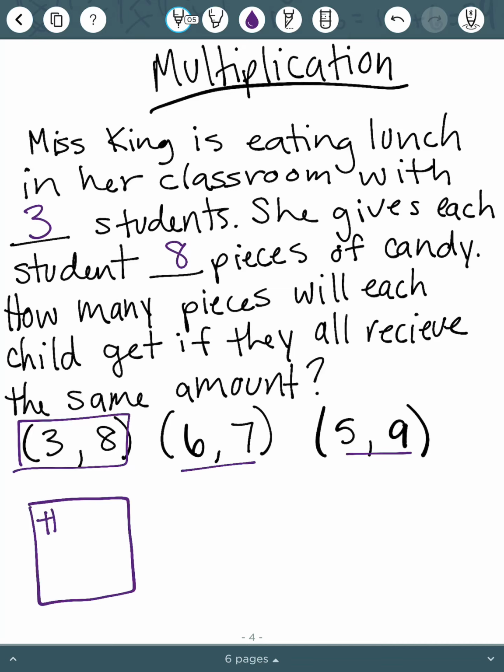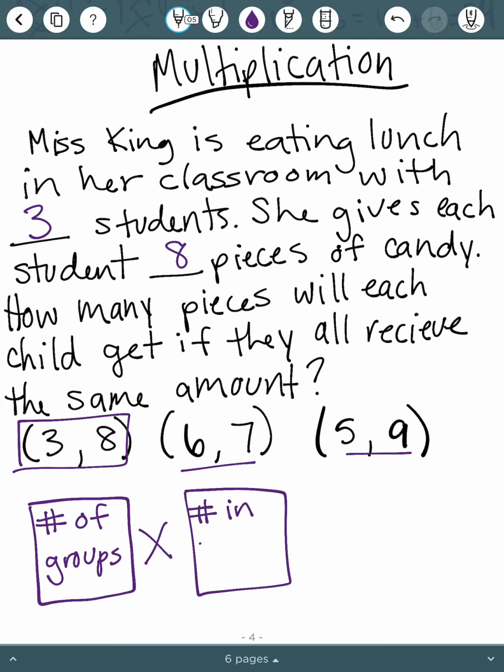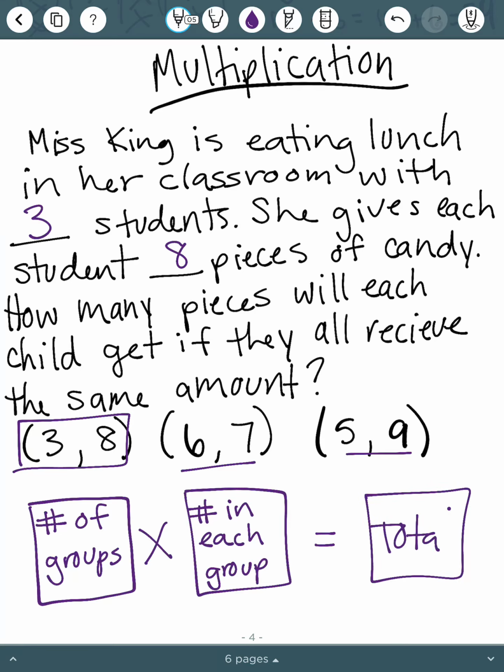It says number of groups multiplied by the number in each group gives you the total. So if they're struggling with trying to figure out where to start, I always ask them, okay, what do you think, how many groups do we have? What is representing the groups? And in this case, the students are representing the number of groups because there's 3 students that are receiving candy.